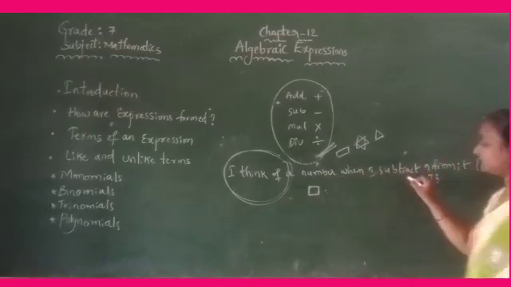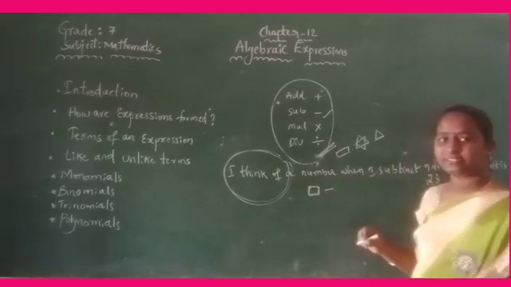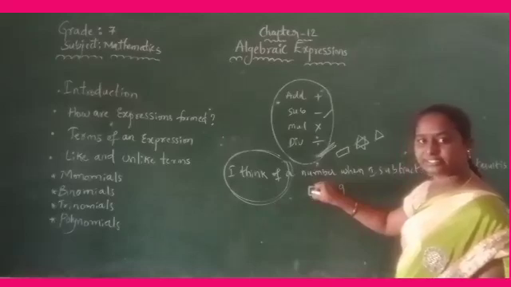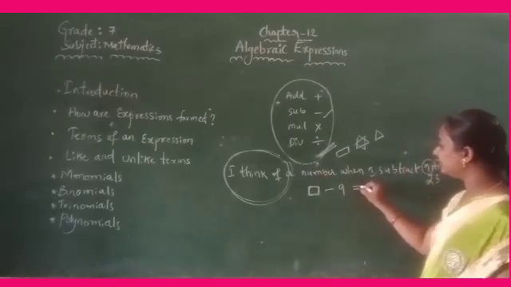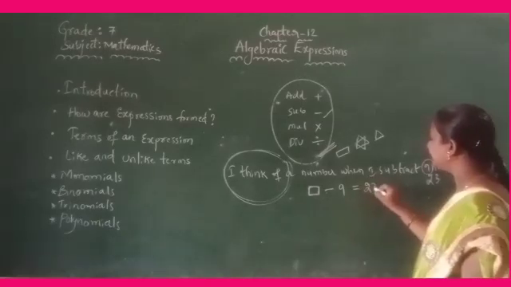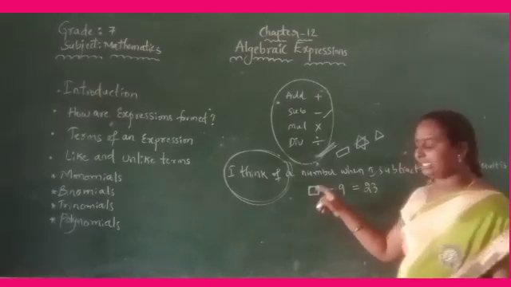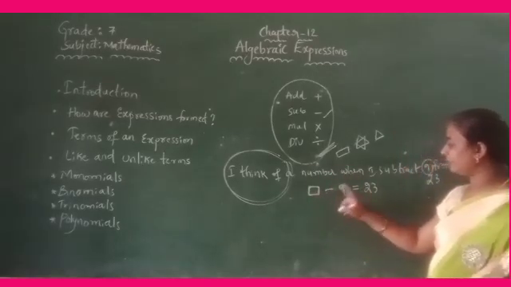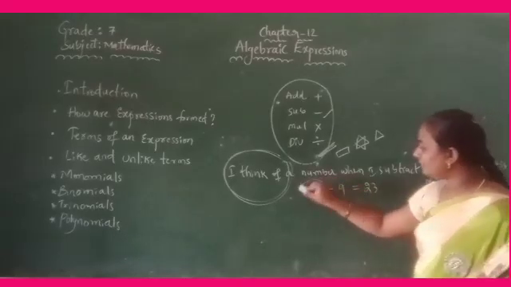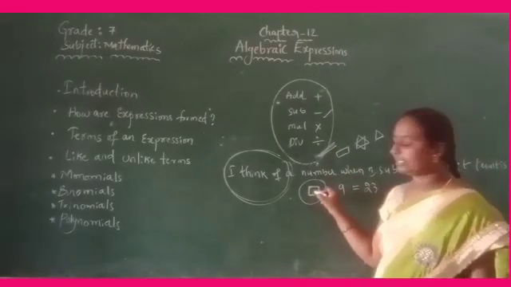When I subtract, the subtraction symbol is minus. Which number am I subtracting? 9 from it. So the result, equal symbol, equal to 23. How to read this? I think of a number. When I subtract 9 from it, the result is 23. Do you know this unknown value? No. This unknown number you don't know.